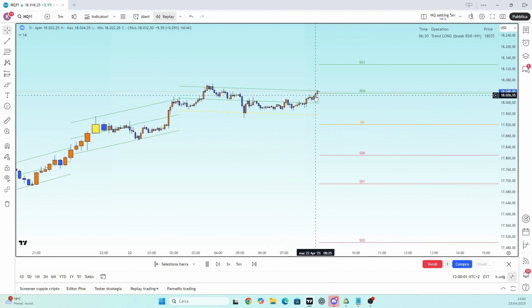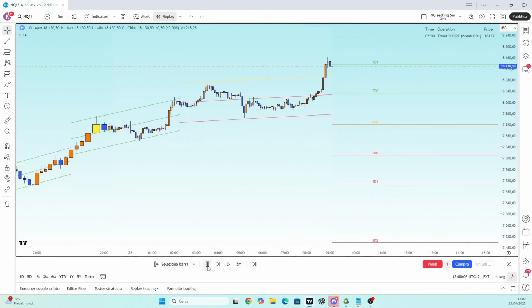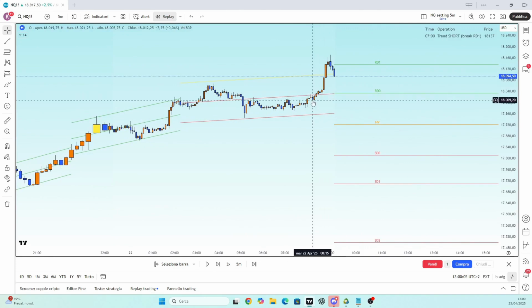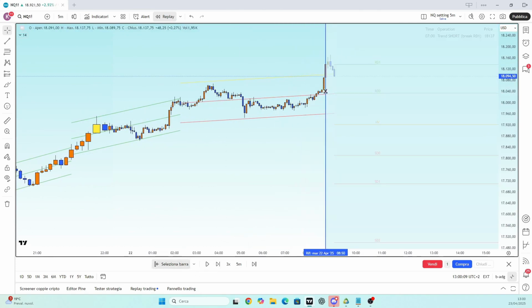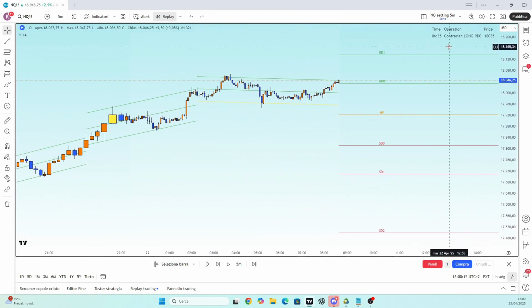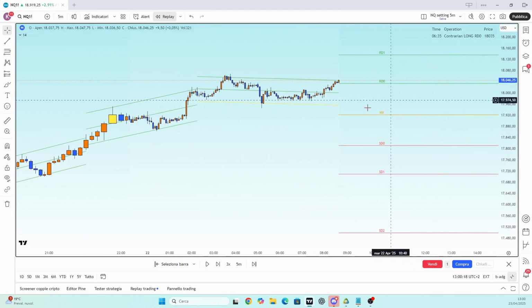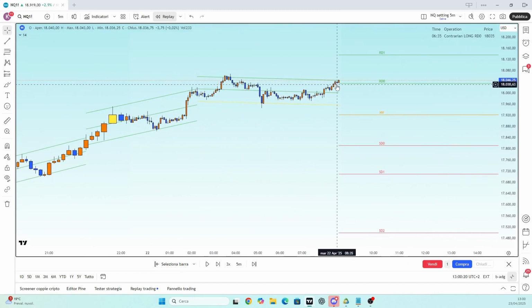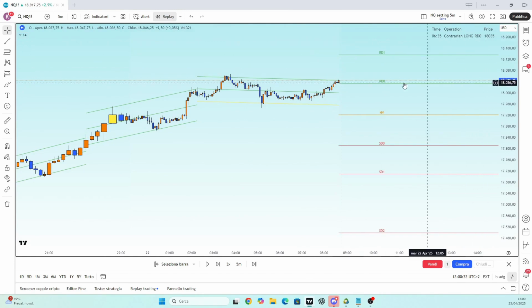Let's see. Okay, now let's pause for a moment. Let's do a recap. Let's take a moment to this spot. Here, it made the break. You see, here it's signaling a contrary to long because there was the break, the retest, still contrary to long from 18,035, which went great.